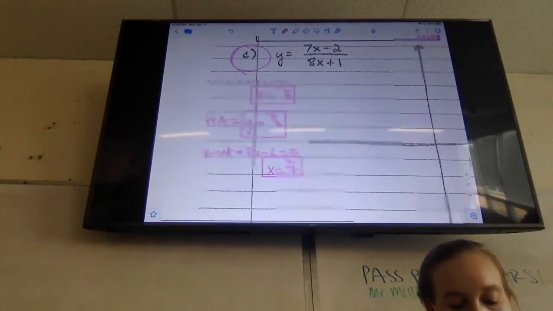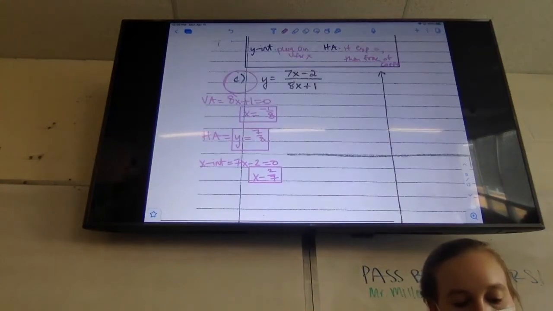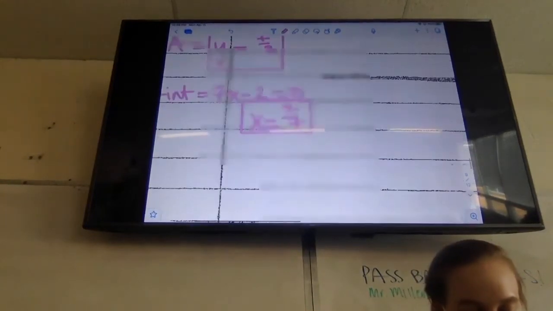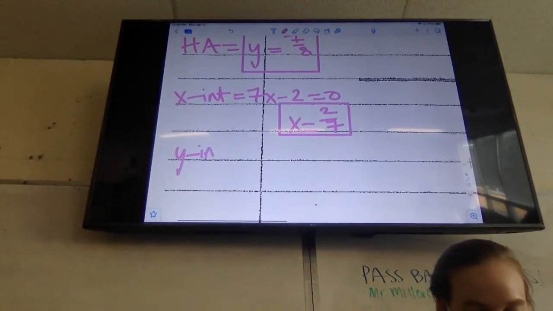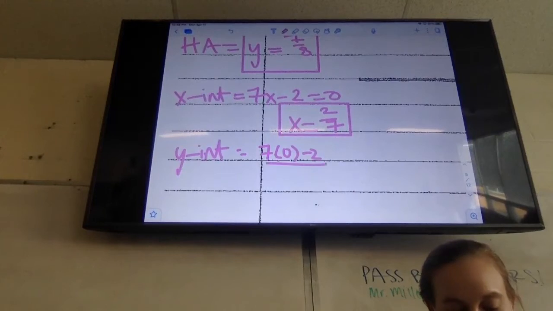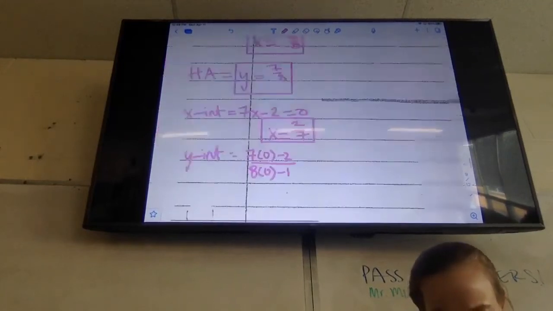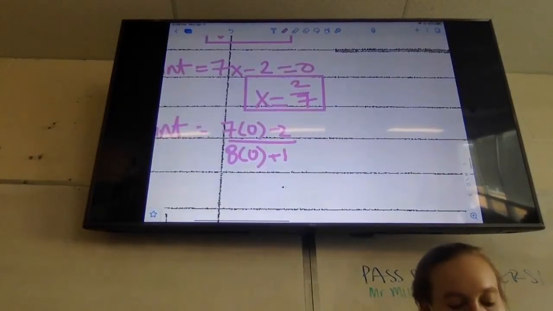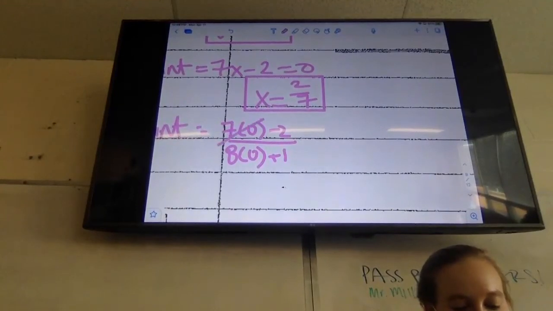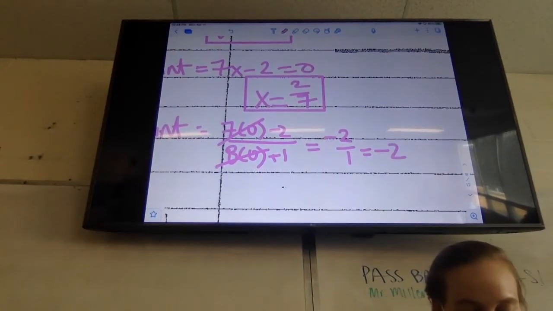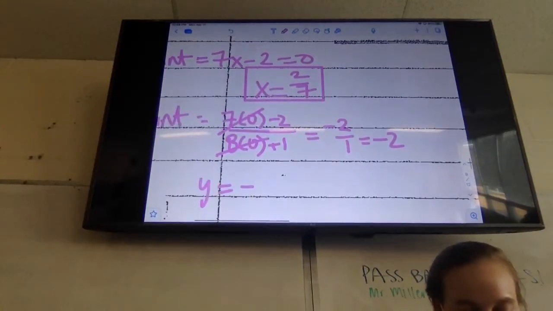And then my y-intercept, it says plug 0 in for x's. Okay, so for the y-intercept, instead of 7x minus 2, it's going to be 7 times 0 minus 2, over, instead of 8x plus 1, it's going to be 8 times 0 plus 1. Those 7 times 0 and 8 times 0 cancel, so I get negative 2 over 1, which is negative 2. So y equals negative 2.